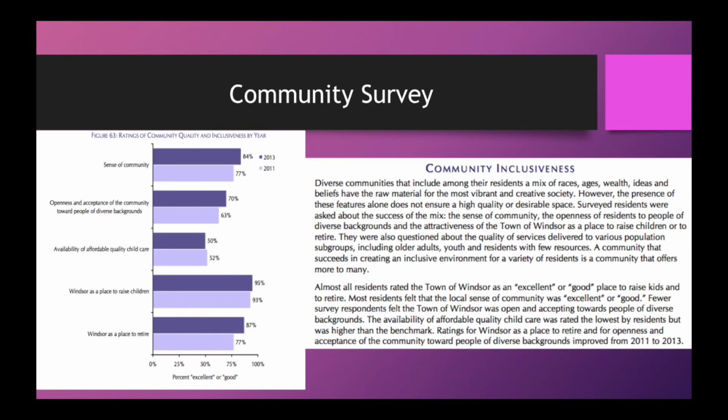In 2013, the Windsor Town Board conducted a survey for residents regarding their lives in Windsor. Part of the survey asked the community about how people felt included with the sense of community and the openness of residents towards people of diverse backgrounds. 84% of the responses said that there is an excellent sense of community, and 70% said that people are open and accepting towards the residents with diverse backgrounds.